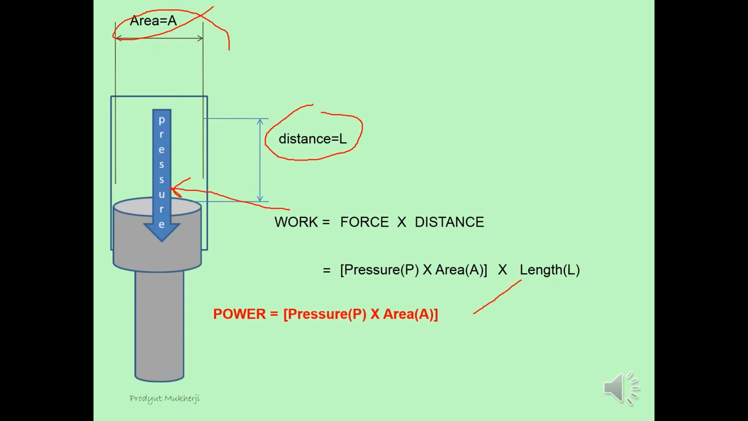And so power we can say is pressure P into area A into the length or the distance that the piston travels, into revolutions per second, which would give us power in watts. And if it is a 4-stroke engine, then the number of revolutions per second has to be divided by 2, because in a 4-stroke engine every alternate revolution is a power revolution.